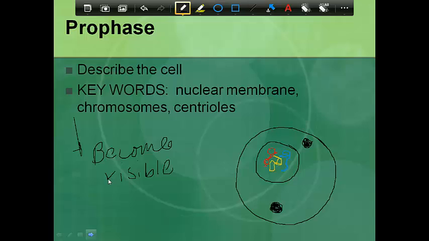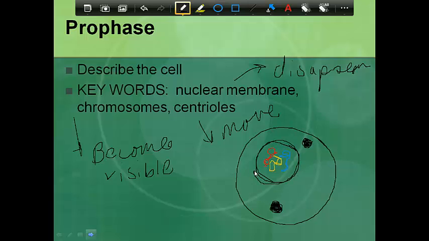Okay, the nuclear membrane begins to disappear. Okay, and the centrioles move to opposite sides of the cell, just like I have here, centriole here and a centriole here. Okay, so they move to the opposite sides, so they're all set up. Okay, that's what happens in prophase. Again, your chromosomes start to become visible, so you'll show that with your beads. Okay, your pairs of sister chromatids are now visible. The nuclear membrane disappears, which you'll show by just removing this string here.